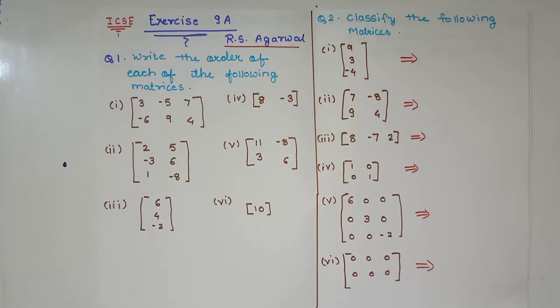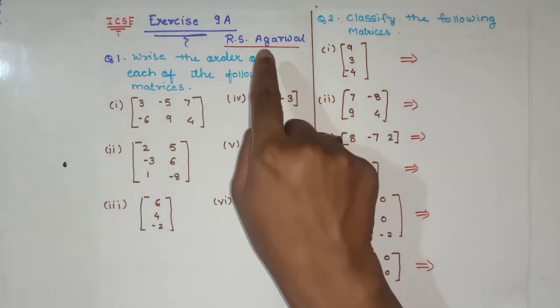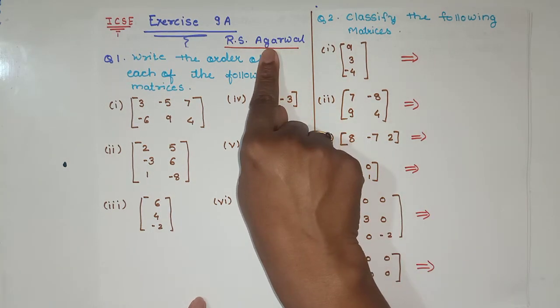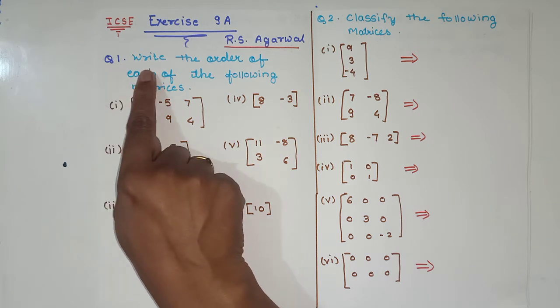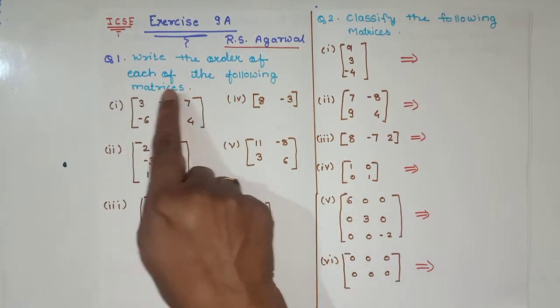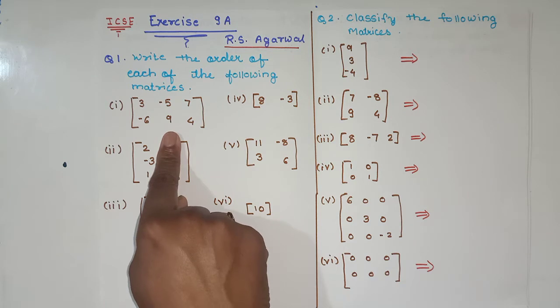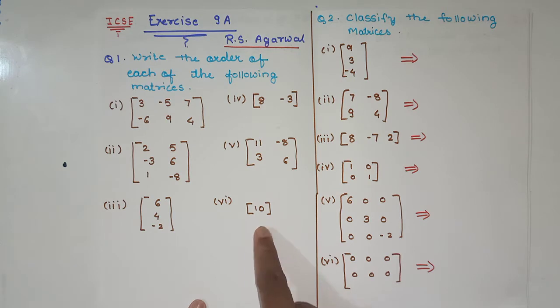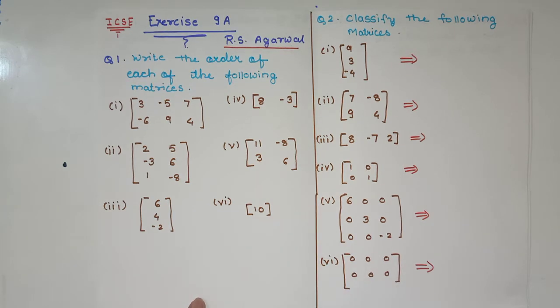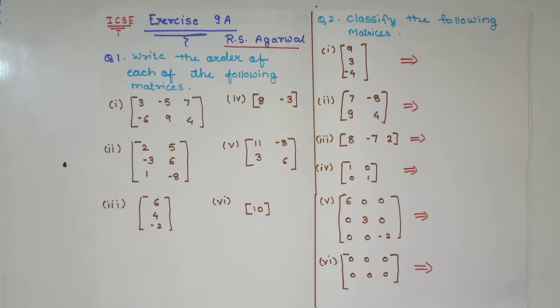Now, today we are going to see exercise 9A of your R.S. Agarwal book. Here in this very first problem is: write the order of each of the following matrices. You have to write down the order of all these matrices, as I told you in part 1 in the previous class.